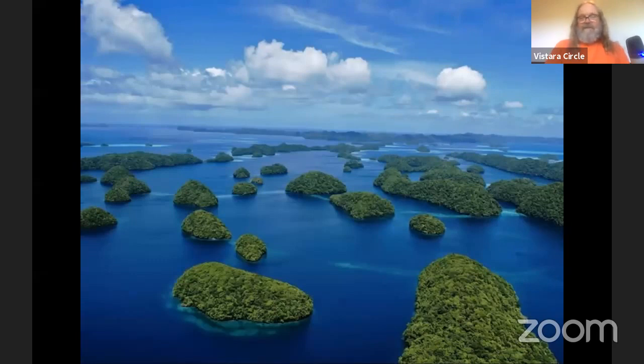Why do we have a picture of islands here? So if we think of islands as a metaphor for ourselves, what might that tell us? How are people like islands? So this is not a rhetorical question. This is a question I want you to take a stab at. So just type in the chat if you can think of some ways that people are like islands.